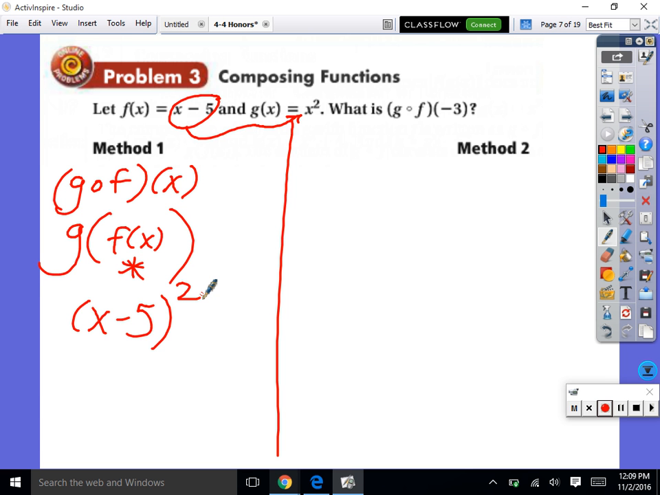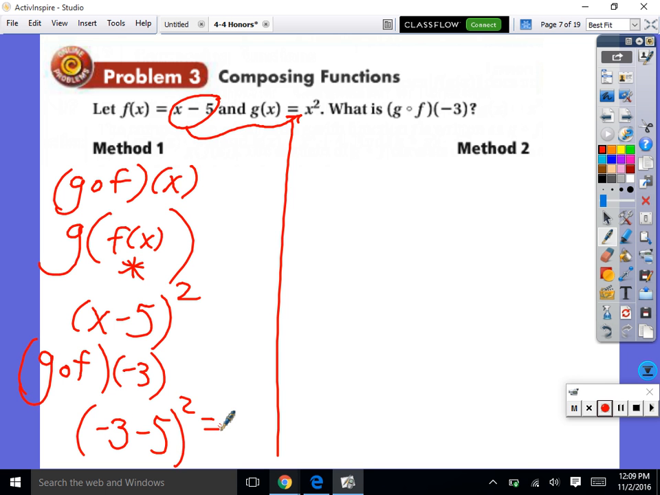So that's g of f of x. And now we don't want g of f of x. We want g of f of negative 3. Does everybody understand? So instead of an x, there's a negative 3. So now that we found g of f of x, we'll just plug in negative 3. Does everybody understand? So that would be negative 3 minus 5 squared, which is negative 8 squared, 64. That was the hardest way to do it.